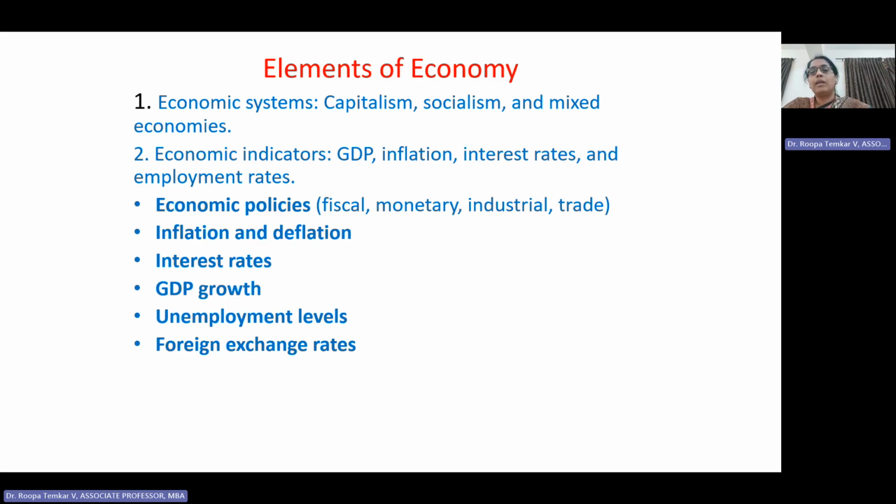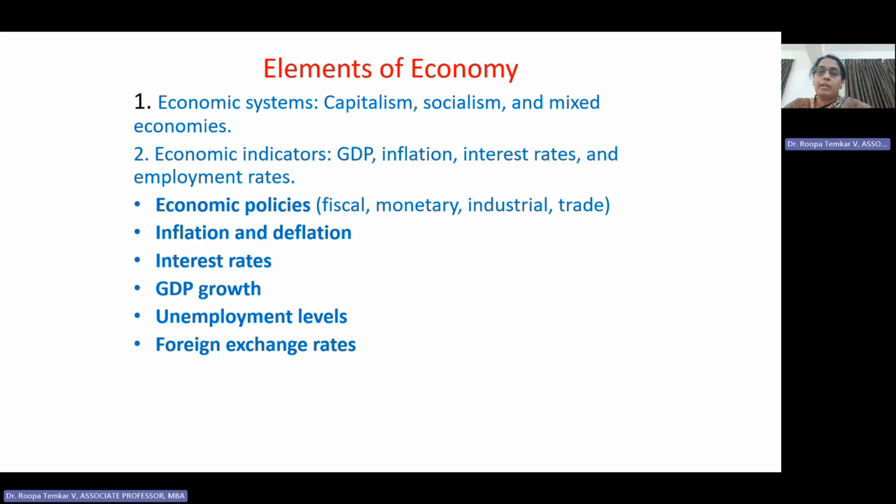And economic indicators like GDP, inflation, interest rates, and employment rates are very important. So what is the GDP, what is the rate of inflation, and the existing interest rates, both with respect to fiscal policy and monetary policy, is very important. Such economic policies include fiscal policy, monetary policy, business policy, industrial policy, and trade policies.